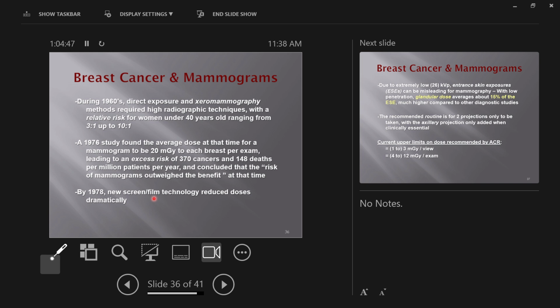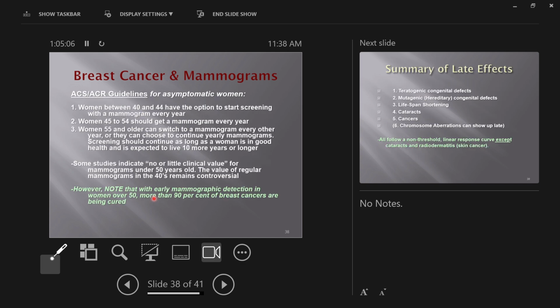And this is done so we could achieve high contrast on our images, so we could see these ductal masses, these cancers more easily. So we were using large amounts of radiation with low penetration power, and so it's leading to high breast doses for mammograms.